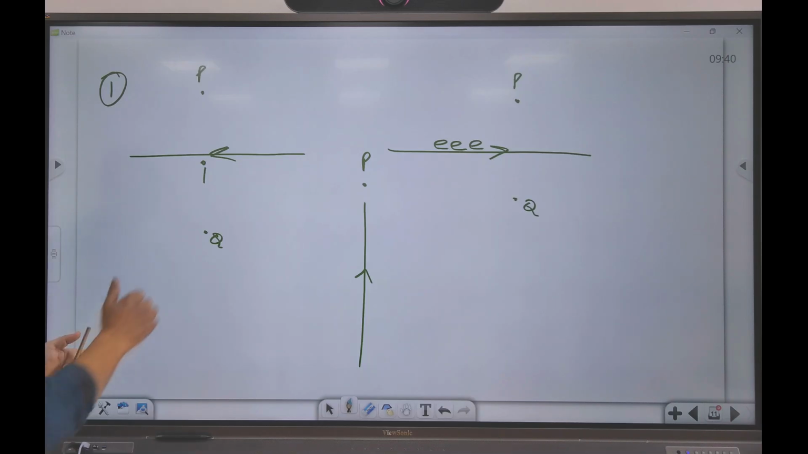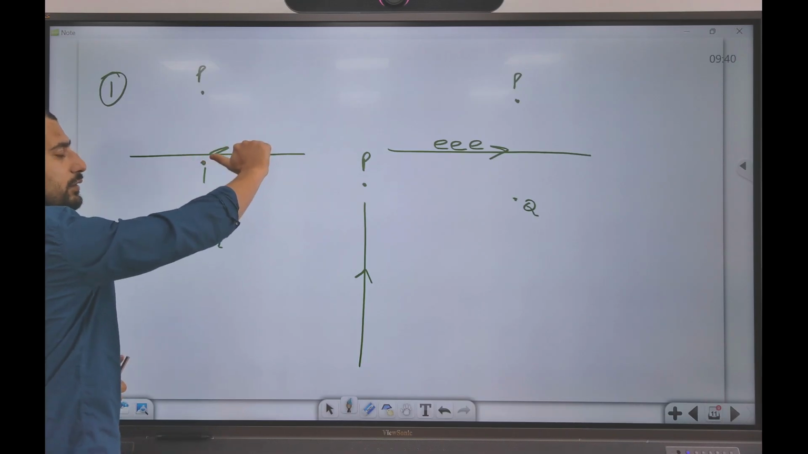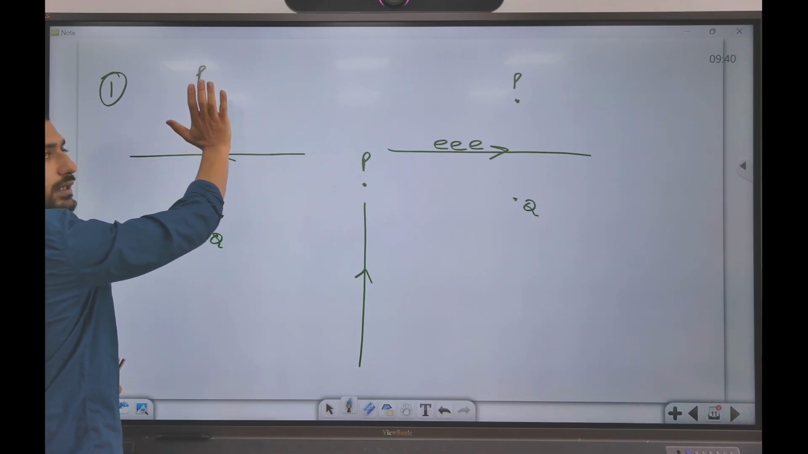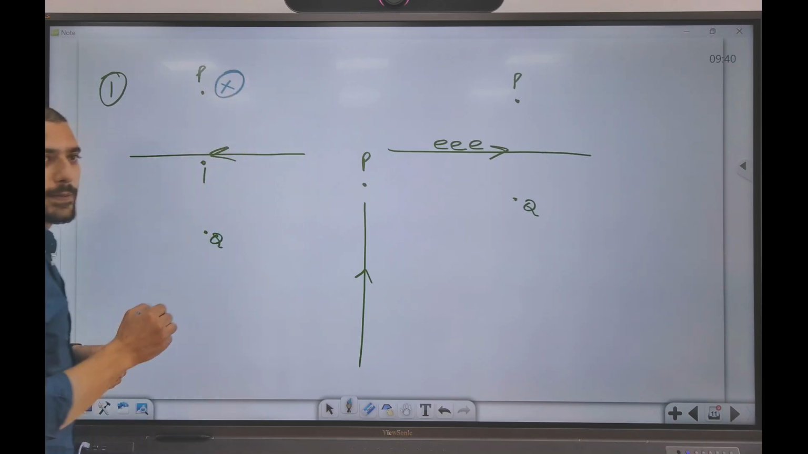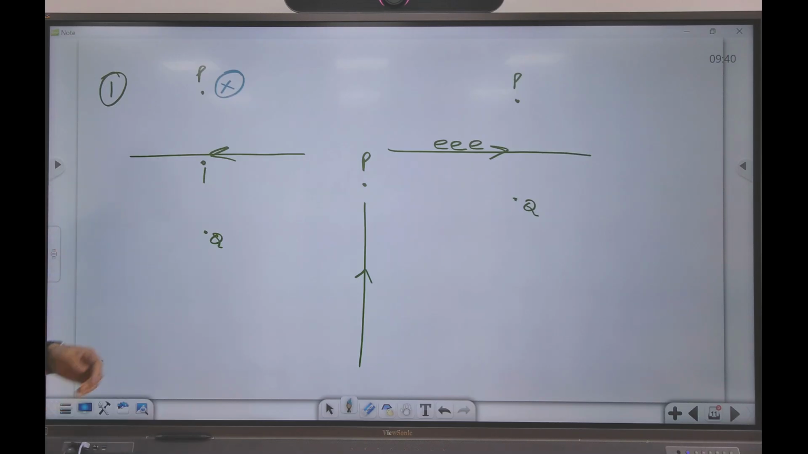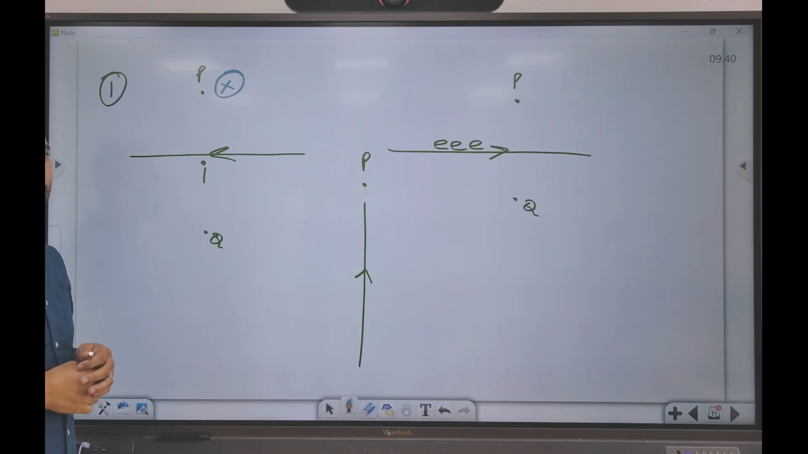Point P inwards. How? The current, the thumb along the direction of current, and then your hand is going in. So correct, it is inwards. Hint, look at me. What is the direction of magnetic field for point Q? Outwards. How?